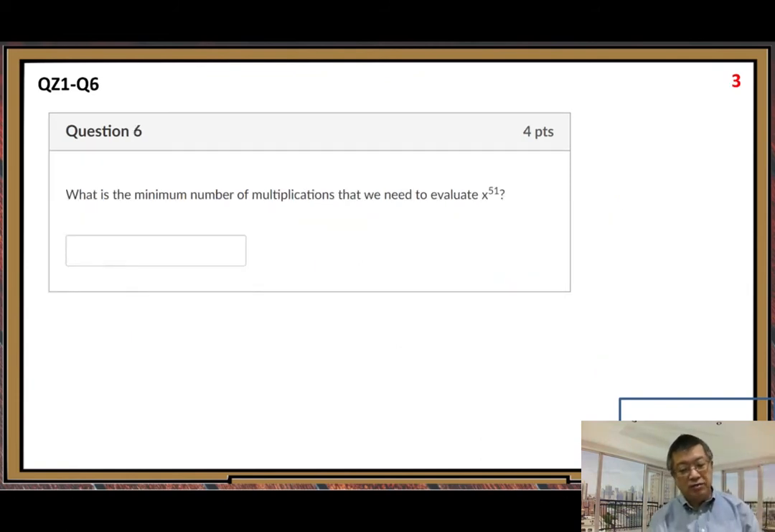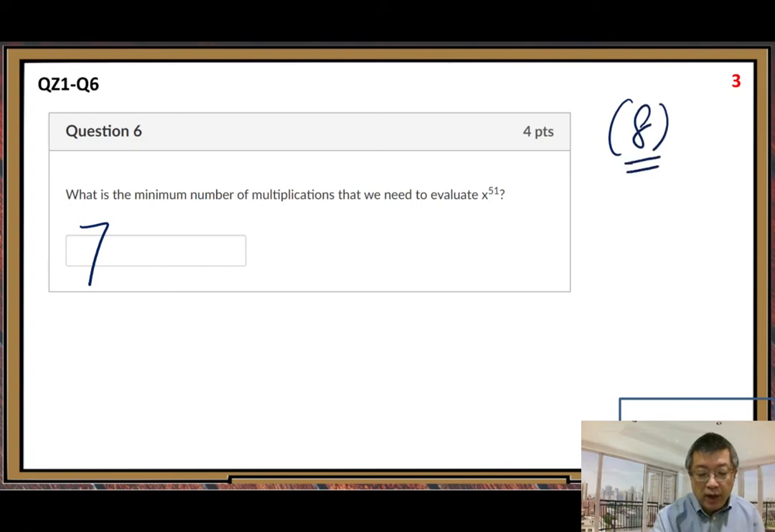Question number 6. This one is probably the hardest question in this quiz. The answer is 7. But many of you probably put 8. Why is it 7, not 8? For 8, if you use repeated squaring everywhere, then you will get 8. Not the best solution, right?